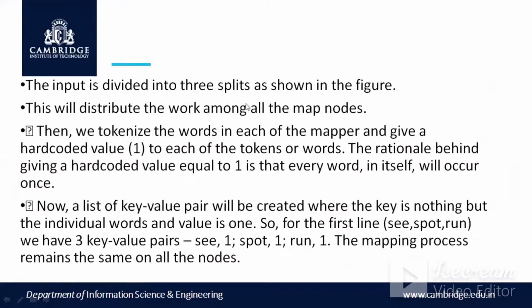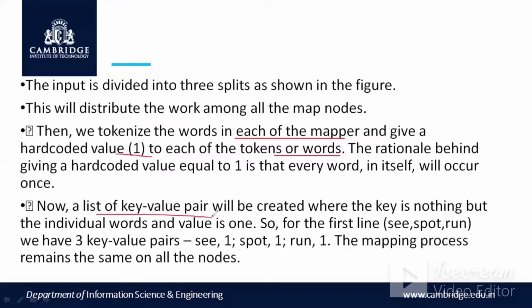So the input is divided into 3 splits as shown in the figure. So 3 mappers will be there. Because of 3 sentences, 3 splits, this will distribute the work among all map nodes. Then the words are tokenized in each of the mappers and given a hard-coded value of 1 for each of the tokens or words.